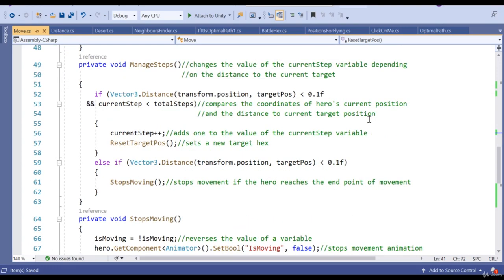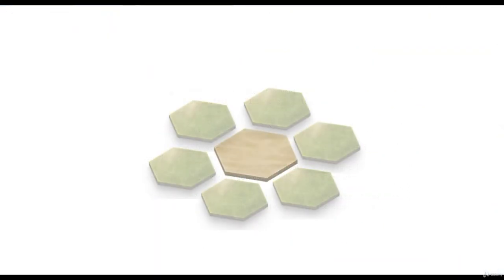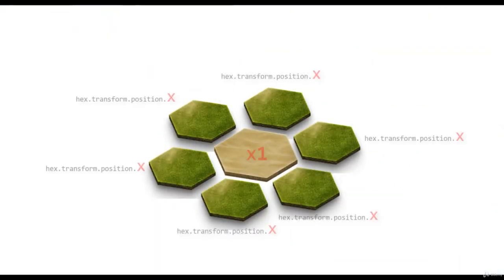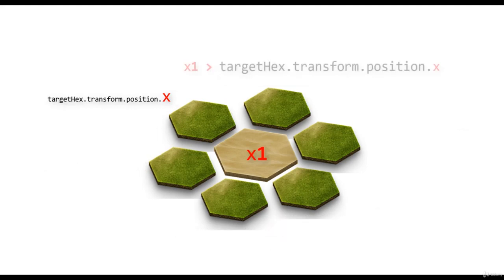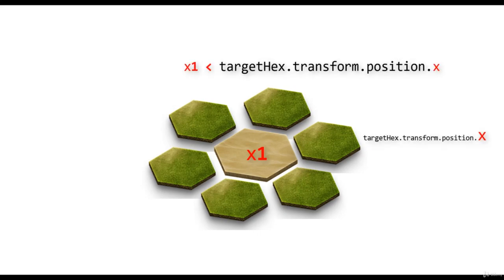Well, let's imagine a hex and all 6 options that a hero can choose. Each hex has a global x-coordinate that determines the position of a hero along the x-axis. If an adjacent hex is placed to the left of starting hex, then x-coordinate of the adjacent hex is less than the x-coordinate of the starting hex. And vice versa. If an adjacent hex is placed to the right of the starting hex, then x-coordinate of the adjacent hex is greater than the x-coordinate of the starting hex. We can use this to explain to the hero which way to turn.